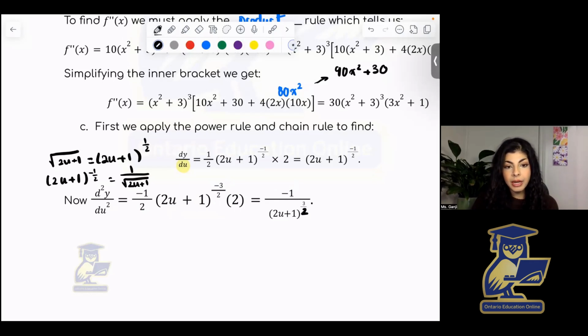This time I did rewrite it for you as the fraction, so I just wanted a positive exponent. So when you have a negative exponent, it is better to sometimes write it as a fraction, so you end up with a positive exponent. But again, for the sake of right now, either way is okay. And that's how we find the second derivative.